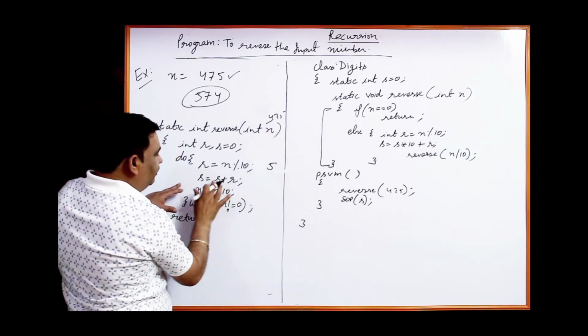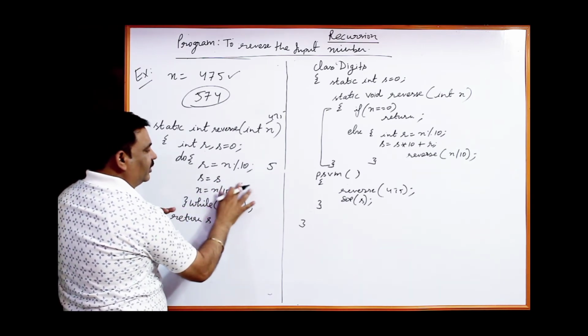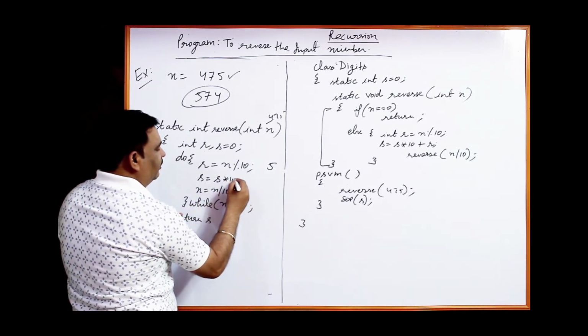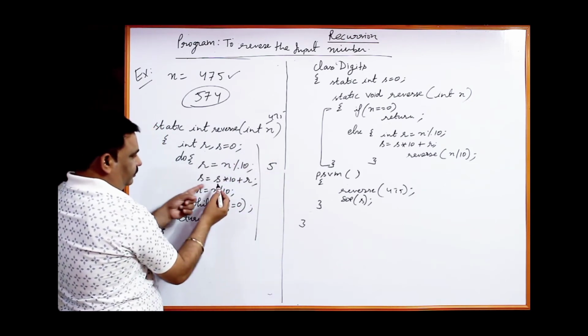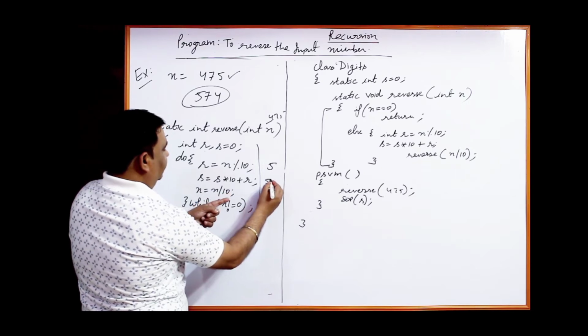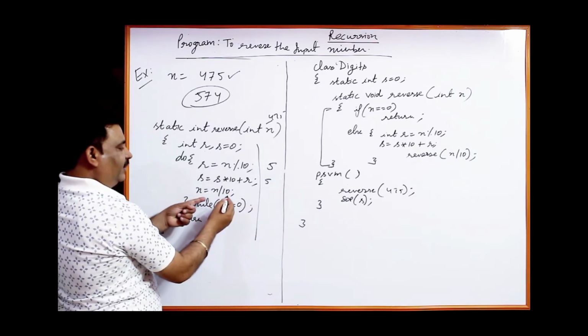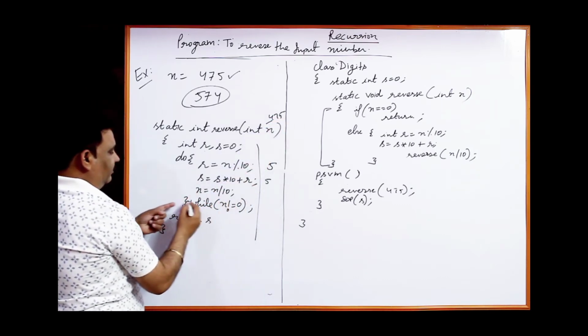In place of S equal to S plus R, where we were calculating the sum of the digits, you have to write S equal to S multiply 10 plus R. Now S is 0 into 10, 0 plus the remainder 5. So S will become 5. N equal to N divided by 10, 475 divided by 10, it will be 47.